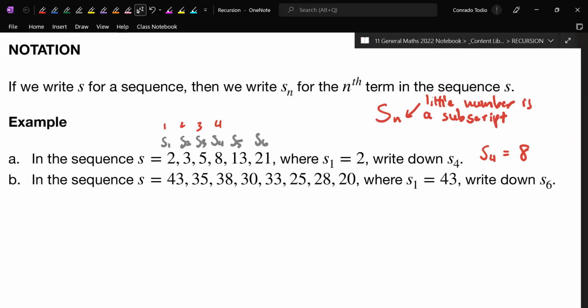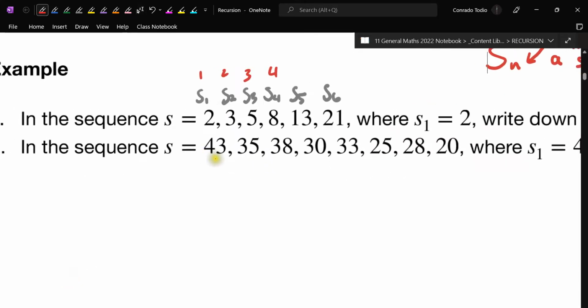Part B. Okay, we can see here that S1 is 43. So this is S1. 35 it's S2, S3, S4, S5, S6, S7, S8. Now you don't actually have to do this with every sequence, but it does help to identify what you're looking at.